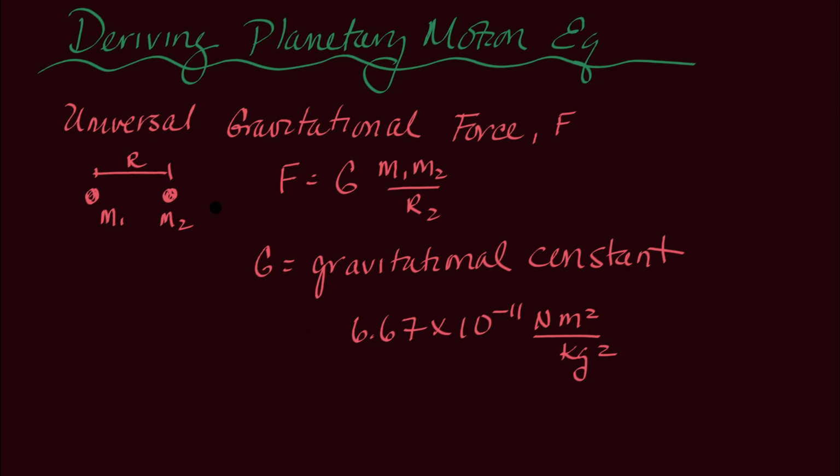Any object with a mass will have an attraction towards each other. So the sun is attracted to the earth, and the earth is attracted to the sun in equal and opposite force due to Newton's third law. At the same time, the earth is attracted to the moon, and the moon is attracted to the earth, and so forth.